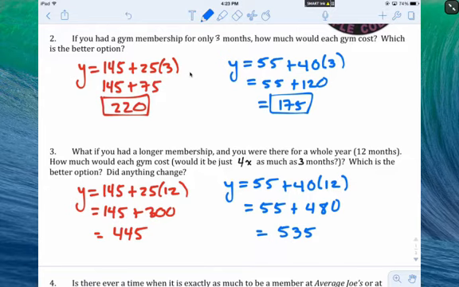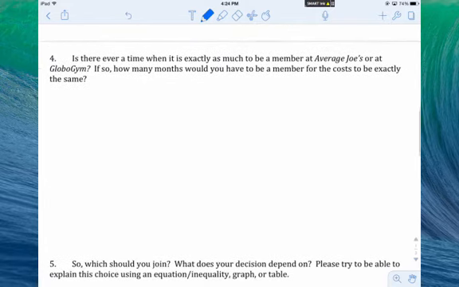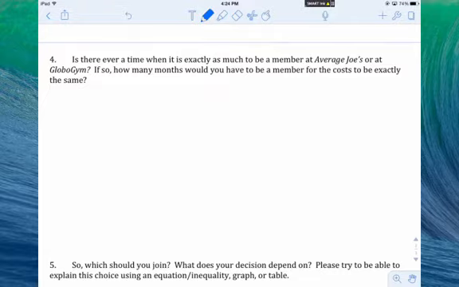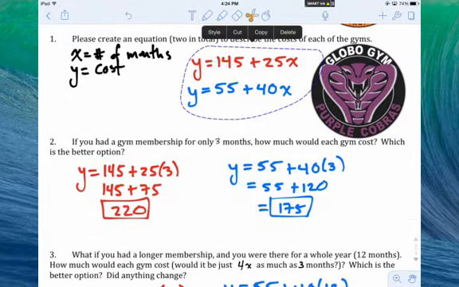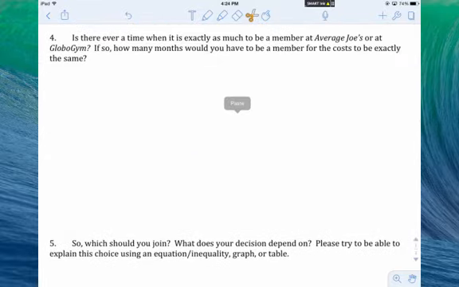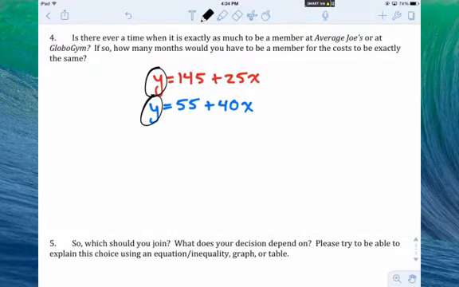So this begs the question, is there a time when it is exactly the same cost to be a member at Average Joe's as it is to be a member at Globo Gym? And so, well, we can find that out quite easily. Let's just take these two equations representing the two costs, and all we need to do is set this cost equal to this cost, right?